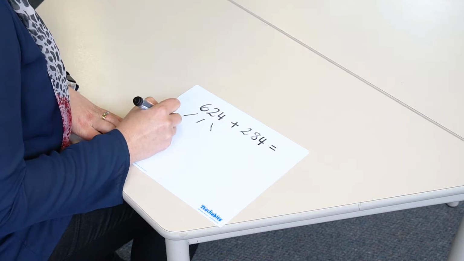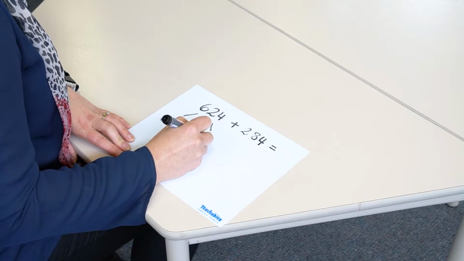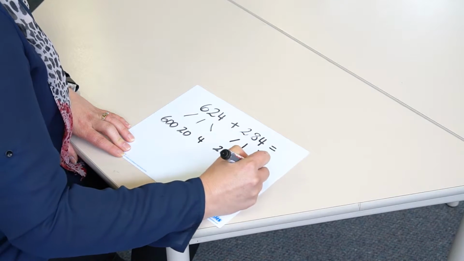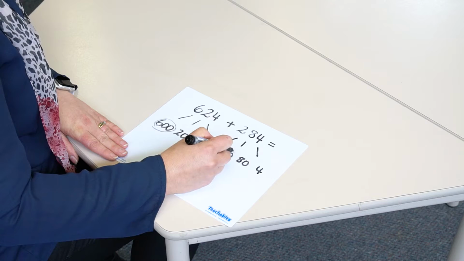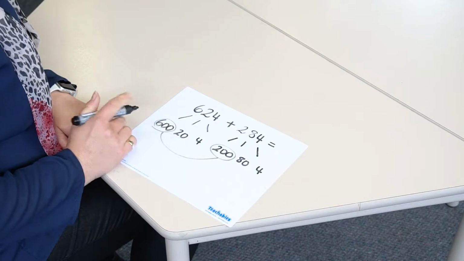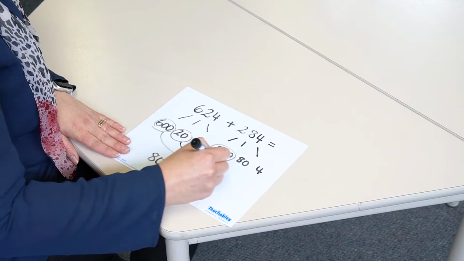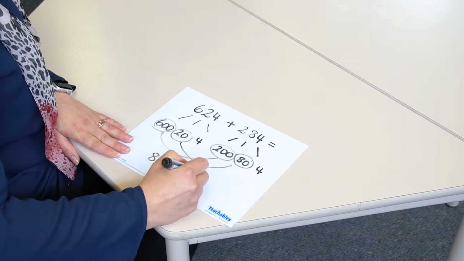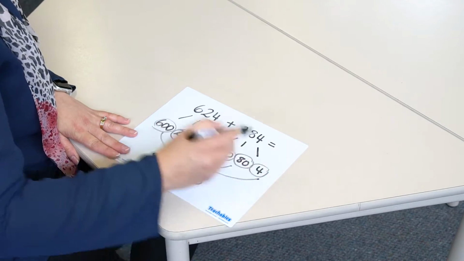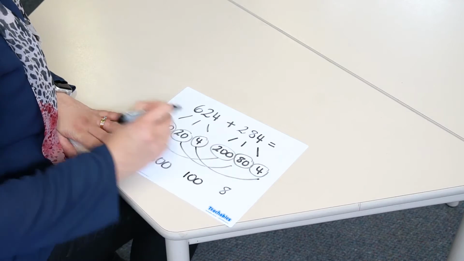So teaching your child to partition both numbers into their hundreds, tens and ones. We then further use our process of adding our hundreds together. So we've got 600 and 200, which partitions to 800. We can then visually see that by adding the 20 and the 80 together, we end up with 100. And further going and adding the fours, the ones units together, we get 8.